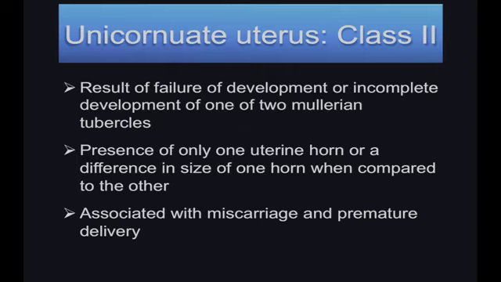So the unicornuate uterus, class 2 AFS, is a result of failure of development or incomplete development of one of 2 Mullerian tubercles. We have the presence of only 1 uterine horn, or there is a difference in size of 1 horn when compared to the other, and usually it's a significant difference. And this is associated with miscarriage and premature delivery.